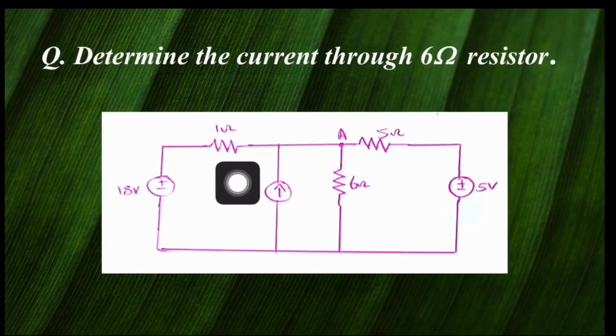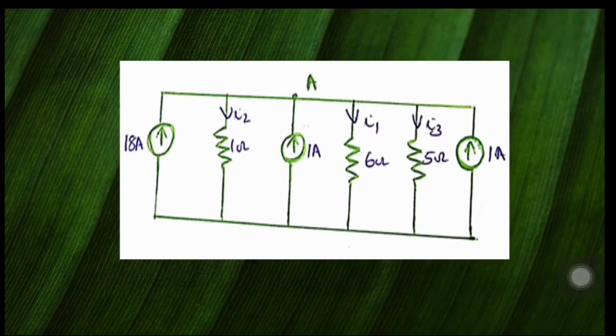When we convert this practical voltage source to its equivalent current source, the value of current will be 18 by 1, that is 18 amperes in upward direction. On the other hand, the equivalent current source of this practical voltage source will have a value 5 by 1, that is 1 ampere in upward direction. After replacing all practical voltage sources with its practical current source, we get a network like this.